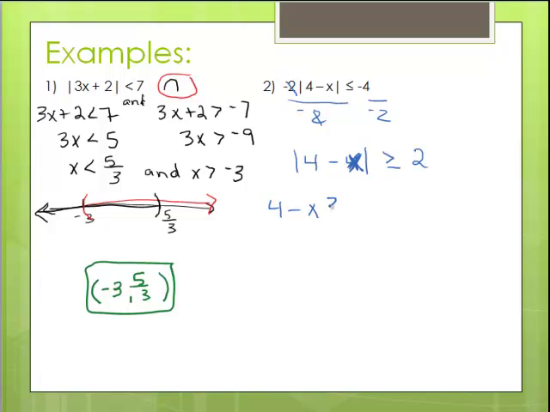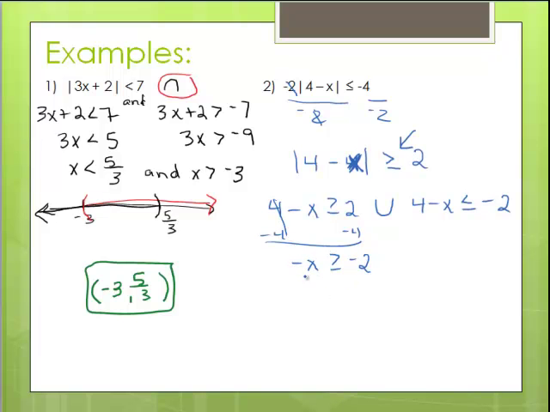4 minus x is greater than or equal to 2. 4 minus x is less than or equal to -2. What goes in the middle? This is a greater than, right here. Since that's a greater than, that means it's a union. Okay, subtract 4 from both sides. So we get -x is greater than or equal to -2. Divide both sides by -1, so we have to flip the sign. That's half of it. So the other side, subtract both sides by 4 and divide by -1, so we flip the sign.